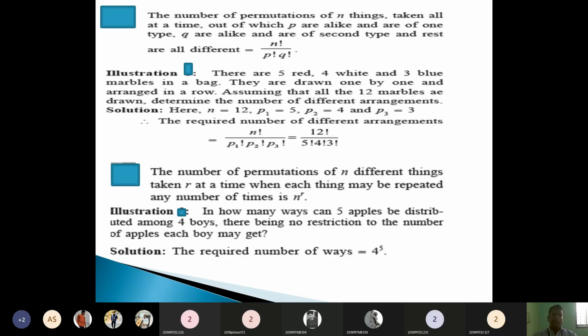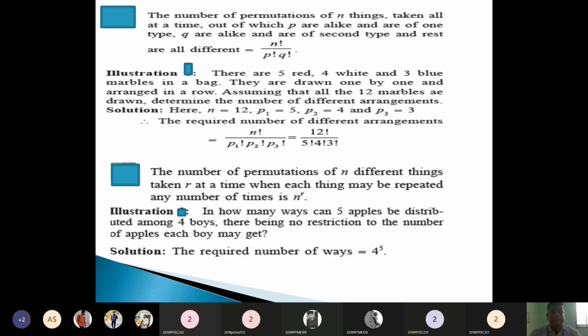In how many ways can 5 apples be distributed among 4 boys, there being no restriction on the number of apples each boy may get? Okay, there is no restriction. So 5 apples are shared among 4 boys. One of them may get 2 apples or 3 apples, and another may not get a single apple also.